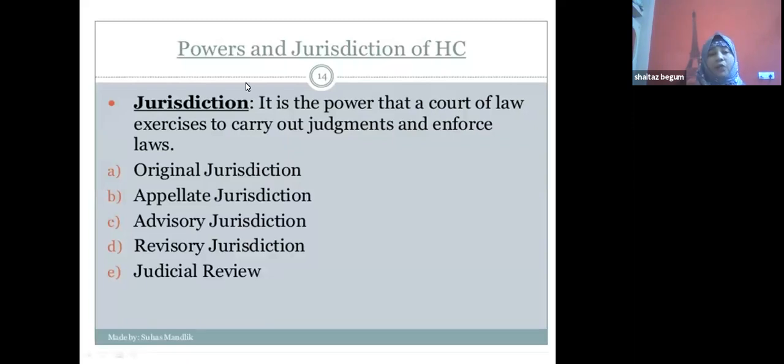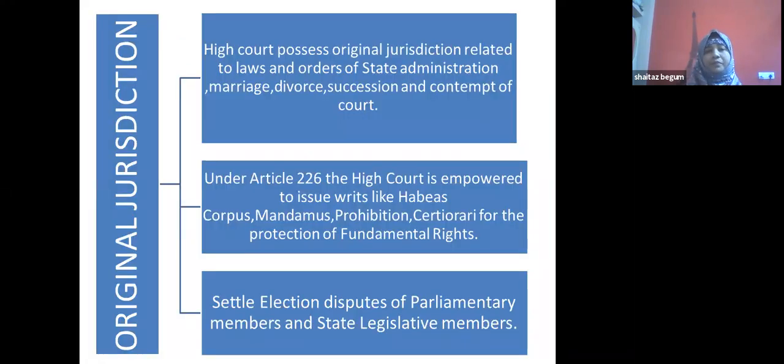Let us discuss now the powers and functions of High Court. It is the power that a court of law exercises to carry out judgments and enforce laws, to implement laws in the state. It follows original jurisdiction, appellate jurisdiction, advisory jurisdiction, revisory jurisdiction, and judicial review. These are the 5 powers of High Court. Now let us discuss these in detail one by one.